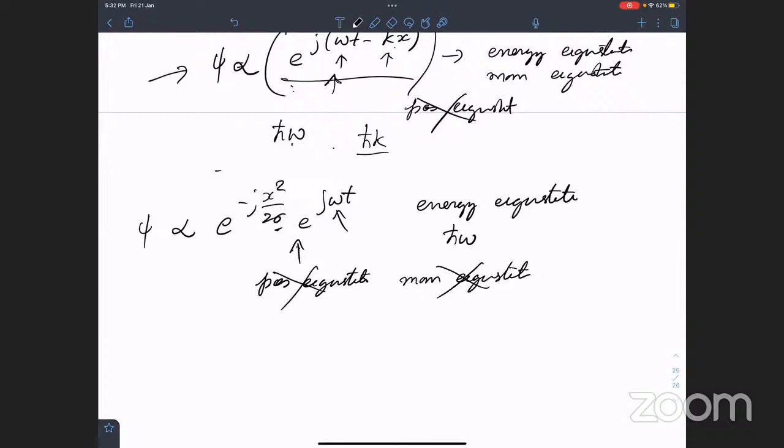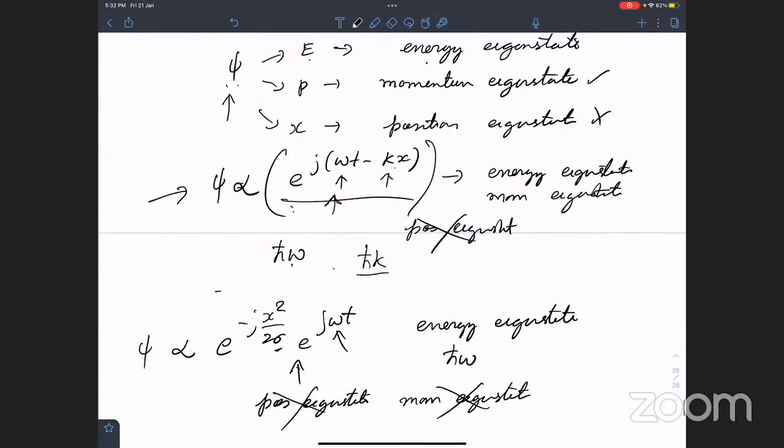So I can have things like this. Can I have a situation where I don't have a position eigenstate, nor a momentum eigenstate, nor an energy eigenstate? Think about it. What if I look at a particle in an electric field? I'm not going to answer it. Some puzzle for you to think about. Can I think of a situation where I don't have any eigenstate?